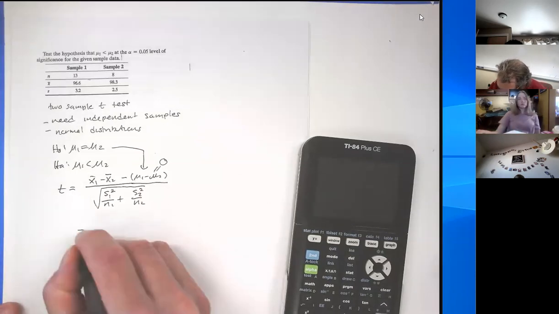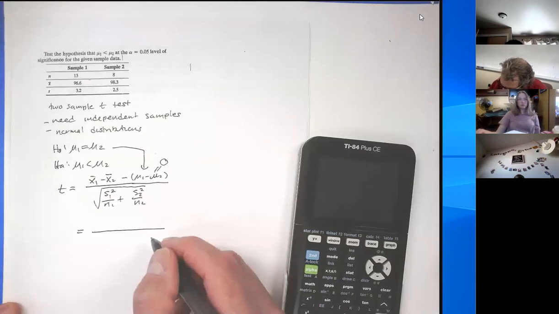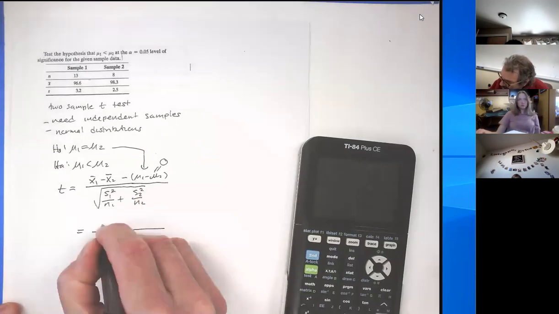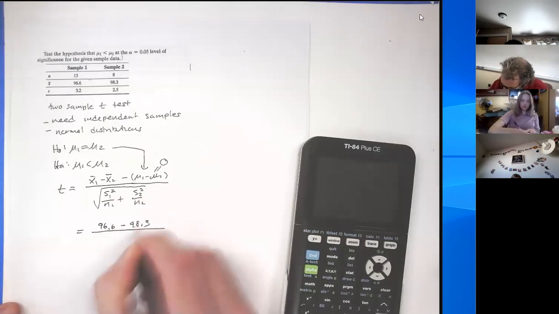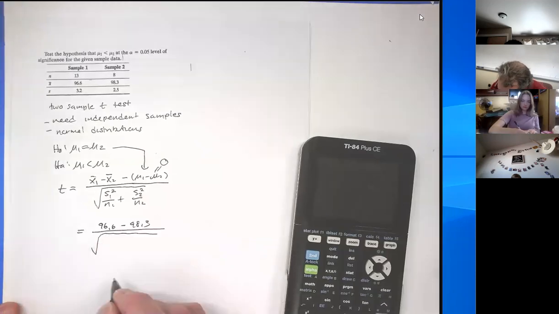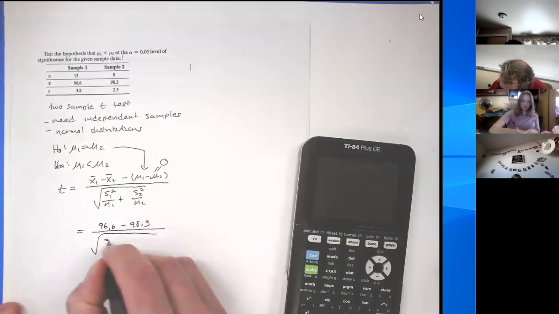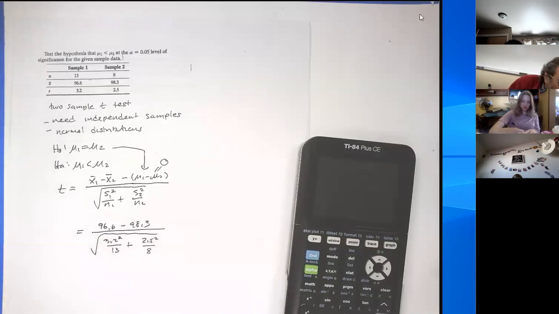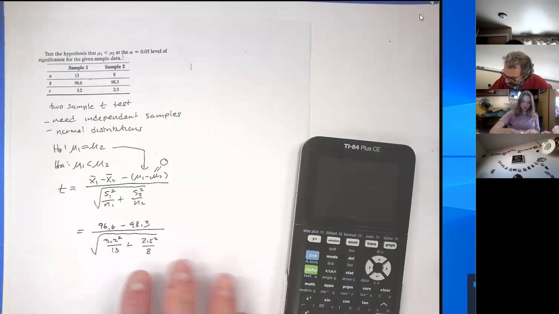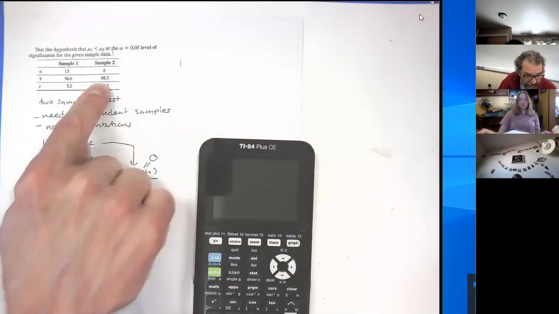I've got all the stuff I need there, so I'm not actually typing anything much in. So it's 96.6 minus 98.3, and downstairs 3.2 squared over 13, and then 2.5 squared over 8. And we'll check this. We'll type it out and then we'll check it on the calculator, because there's a way to type this stuff into the calculator too.